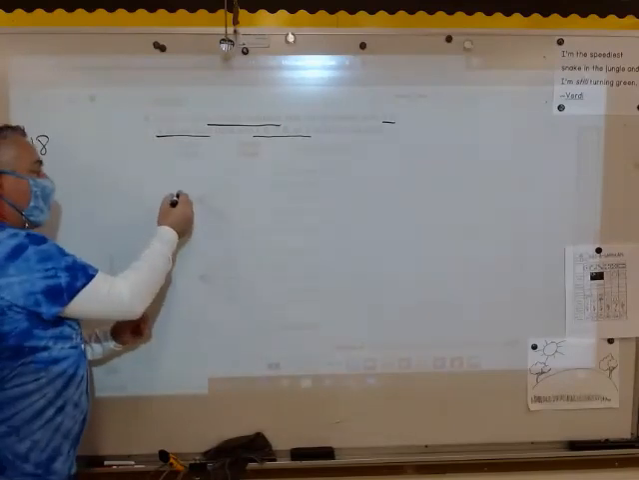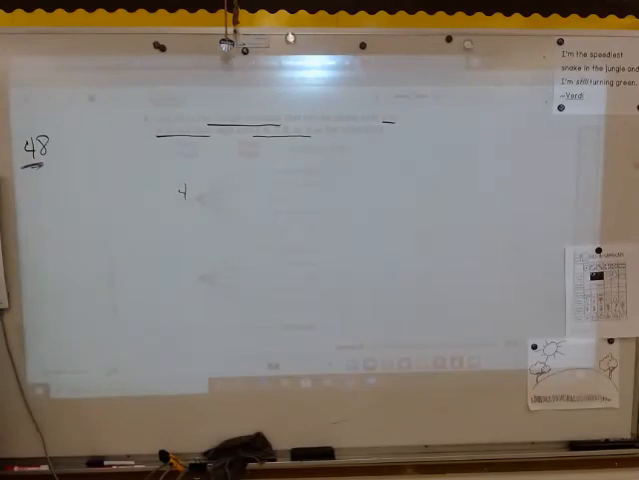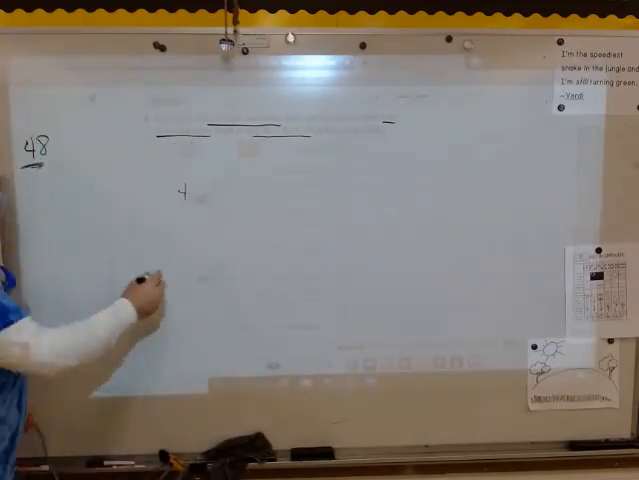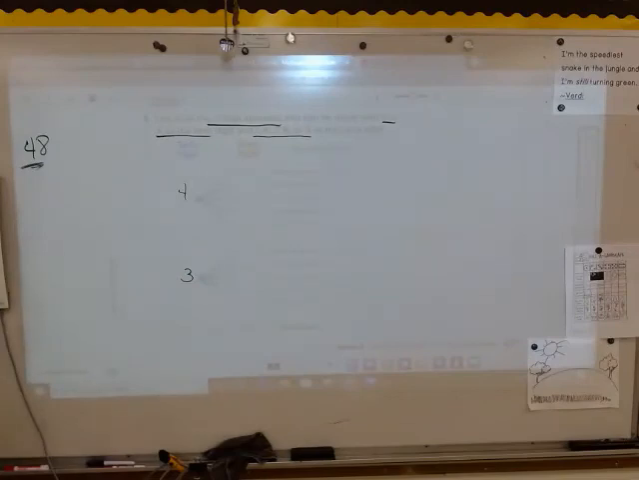Four. Okay, four is one of my numbers. What's the other number that the problem says that I can put as a tens digit? Three. Okay, I can use a three or four in the tens place. What are my digits I can use in the ones place? What can I use in the ones place? Calvin? One.